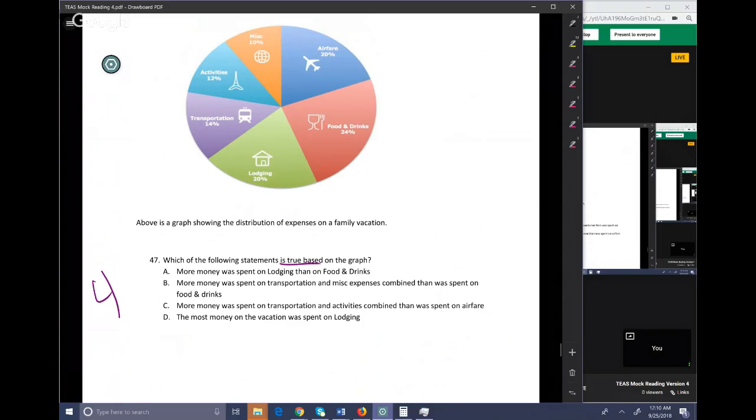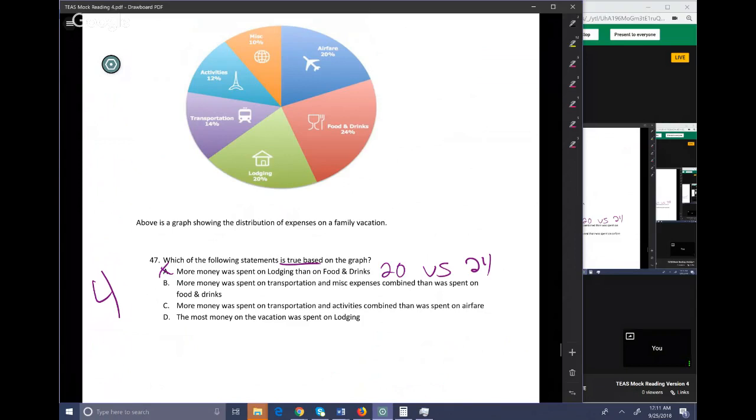This is from 4. It's always kind of like this. 3 of the statements are always wrong. You always have to look at the percentages, put together the things they're talking about putting together, write them down, and figure out what's true. So the way I did this question is I looked at A, and it says more money was spent on lodging than food and drinks. Lodging is 20 versus food and drinks is 24. That means less was spent on lodging, so that's wrong.